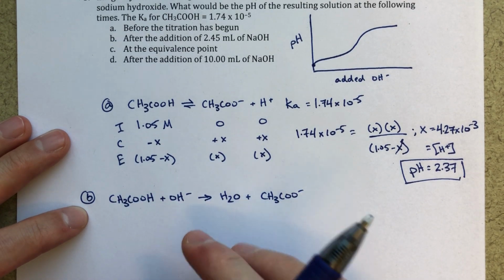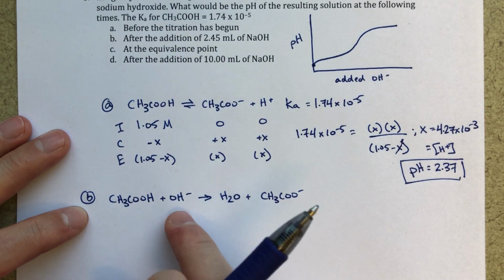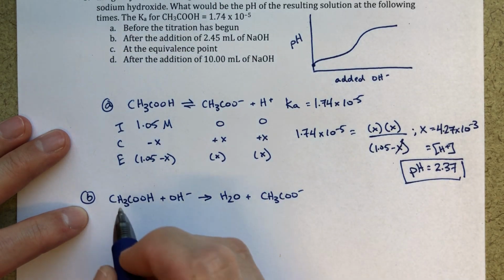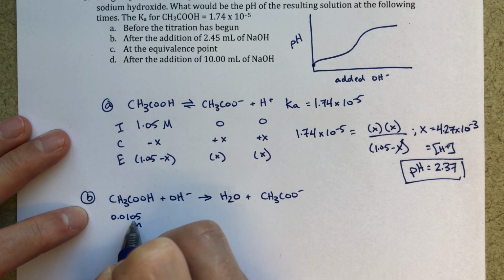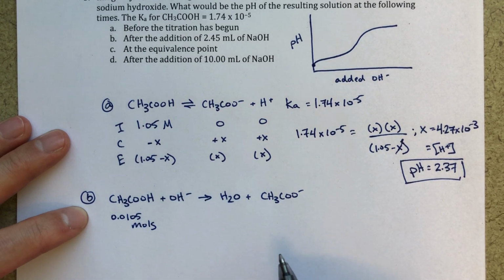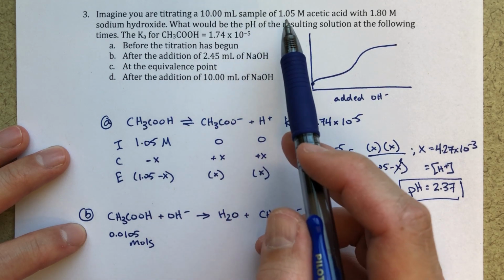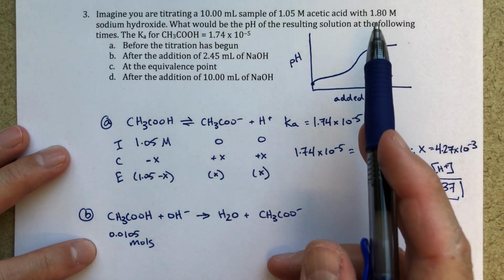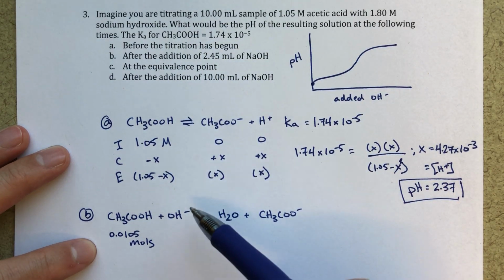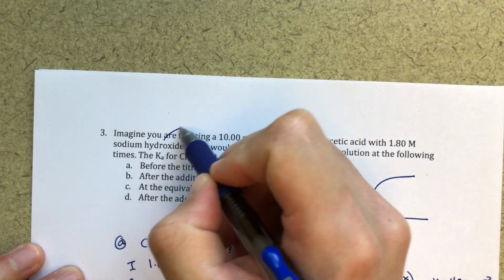So when you see this, what you should be thinking is, okay, I know this is a reaction that goes to completion. So I need to figure out my initial moles of each of these and do basically a limiting reactant problem. So we start with 0.0105 moles of this acetic acid, and I'm getting that from my molarity and my volume: 10 milliliters of 1.05 molar acetic acid gives this number of moles. And then 1.8 molar sodium hydroxide. I'm just writing OH minus, but that sodium hydroxide is really the source of OH minus.